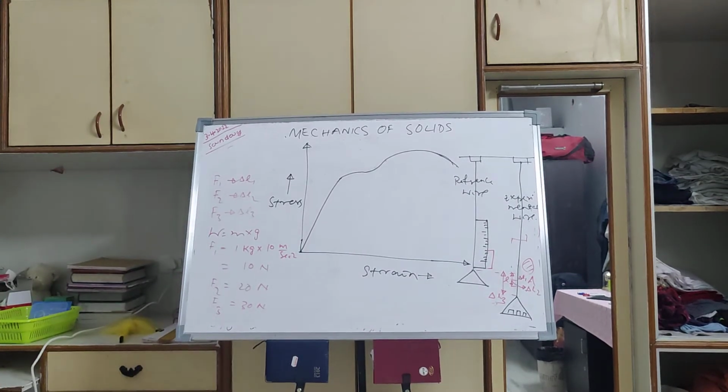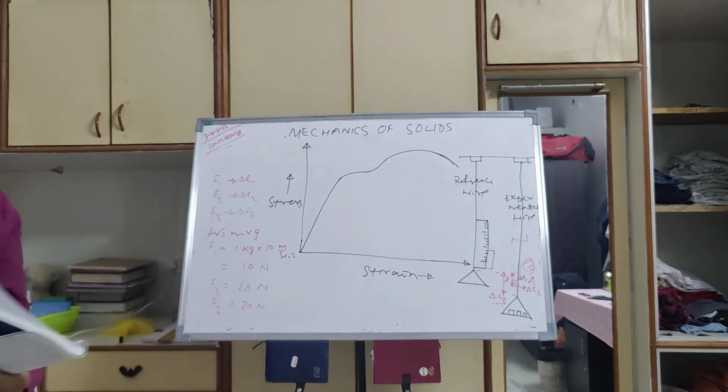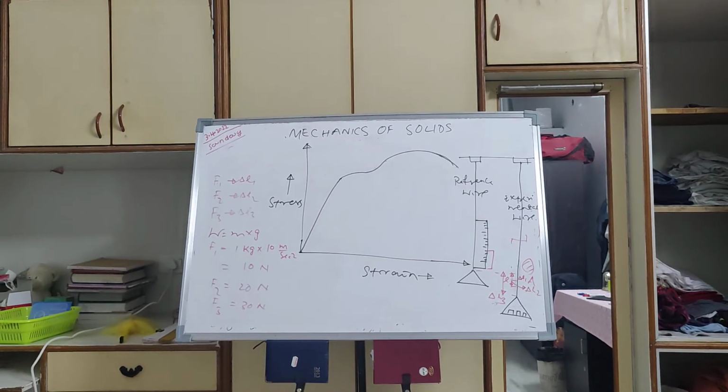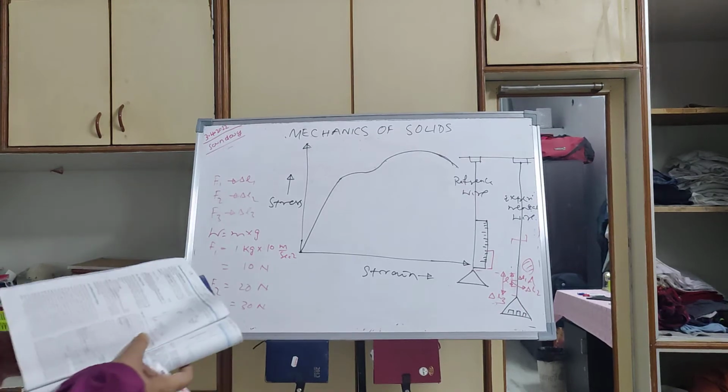With each force there is more deformation. As you go on increasing, it will be more deformation. Let us say this is aluminum. So what is the significance of the different points on this stress strain curve?